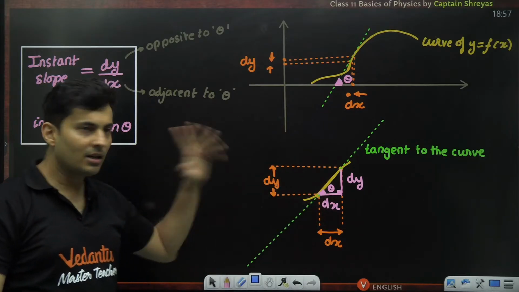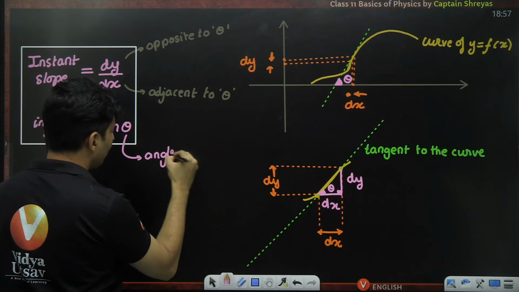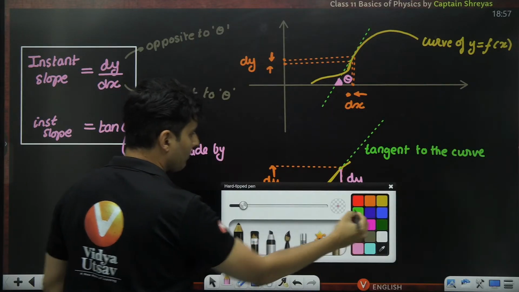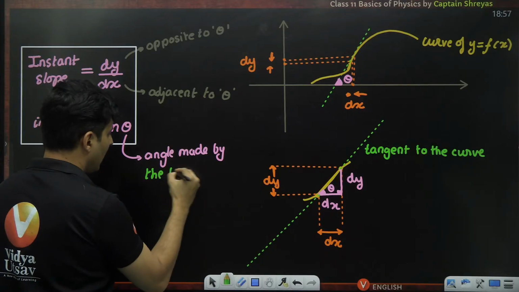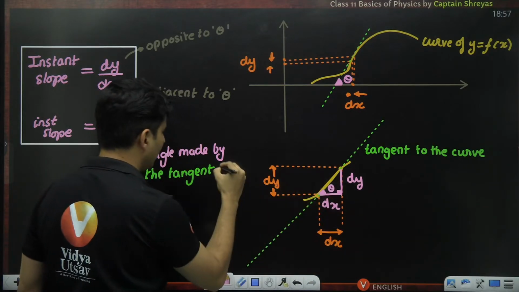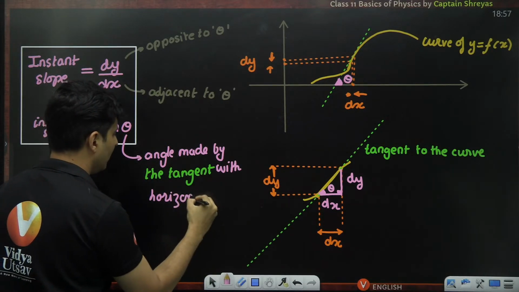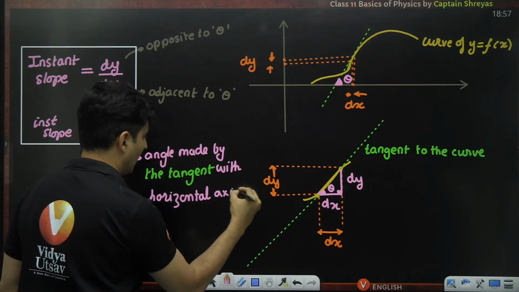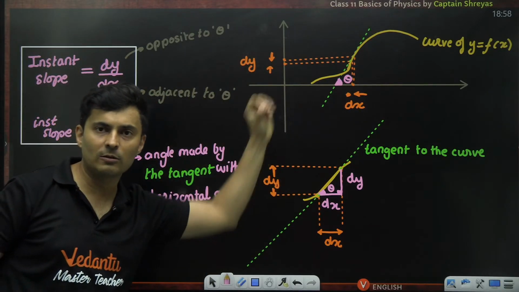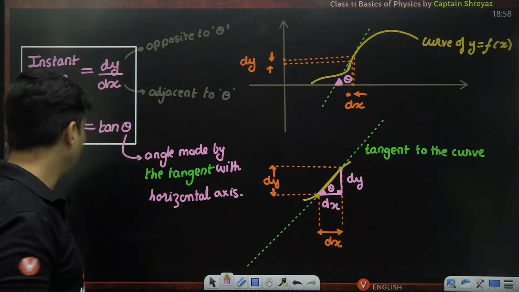Tan theta is the answer, where theta is the angle made by the tangent with the horizontal axis. Geometrically, this is the answer. It is the value of tan theta, where theta is the angle made by the tangent drawn to the curve at that particular point.